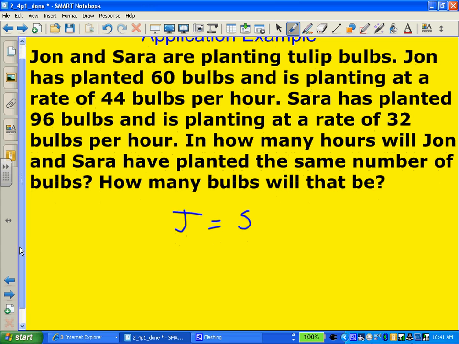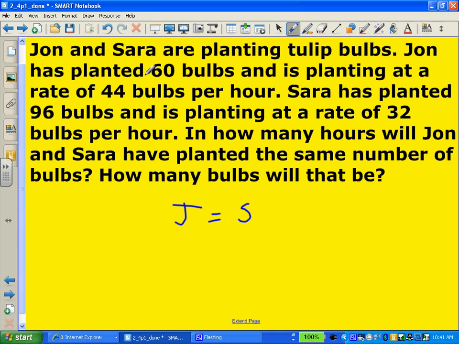So we need to write an equation for John and an equation for Sarah. So here's John. He starts at 60 already. And then in addition to that, he's planting at 44 per hour. Now, when you see the word per, it usually means multiplication. So 44 times H for hours. So however many hours John's been working, he plants 44 per hour.